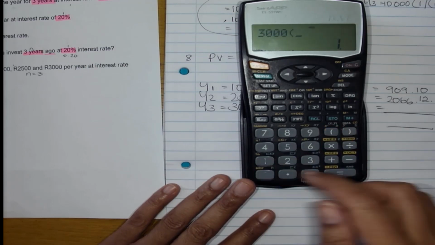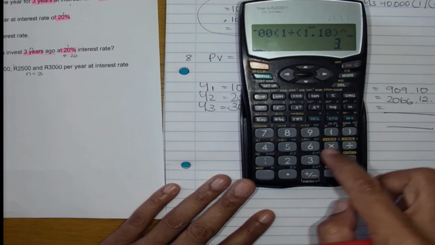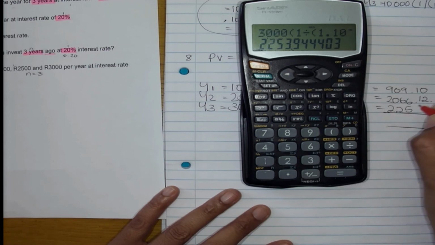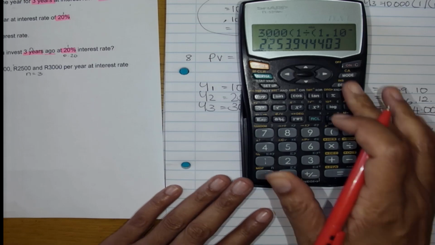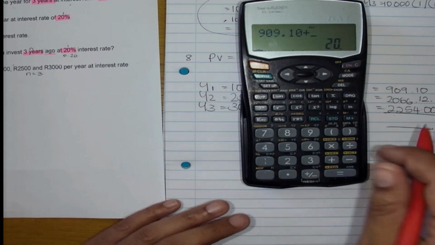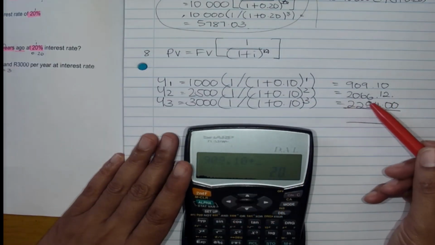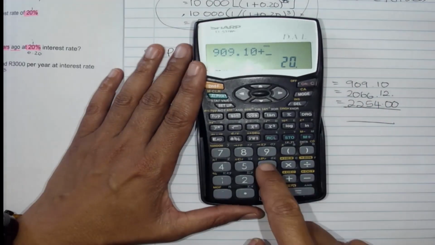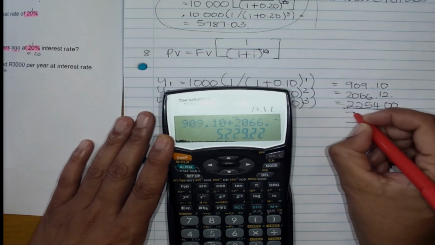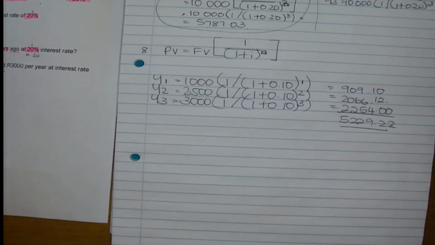Okay, that gives us 2254. Okay, and then we just add 909 plus 2066 plus 2254. Oopsie, sorry guys, you can't see what I'm doing here. So I'm just going to add this: 909, 2066, plus 2254 gives me 5229. And that is how you do time value of money.